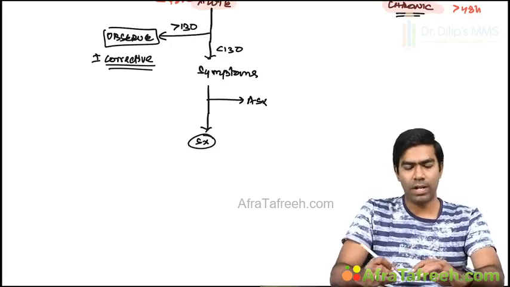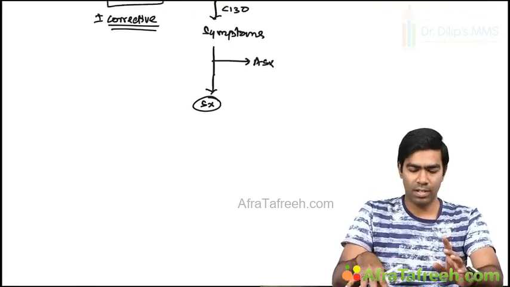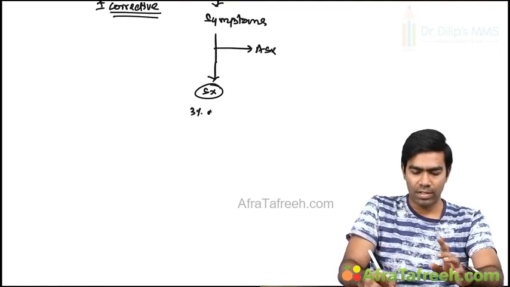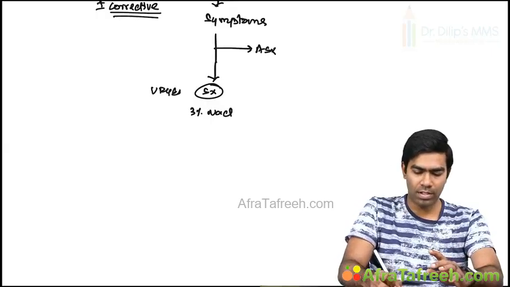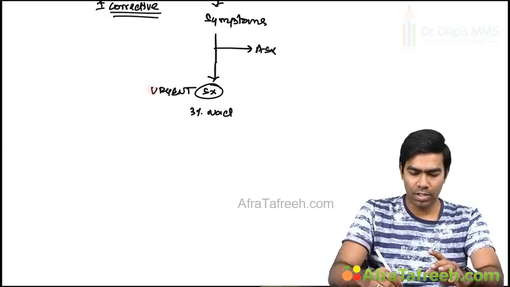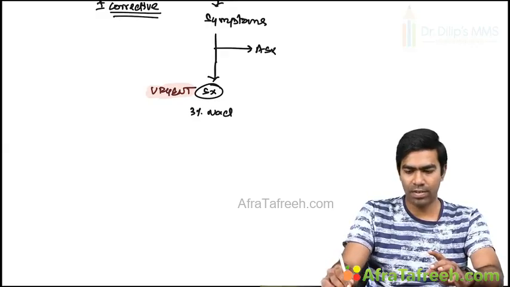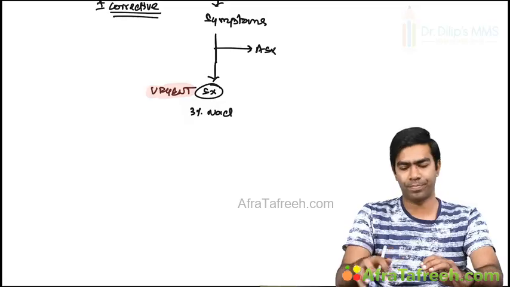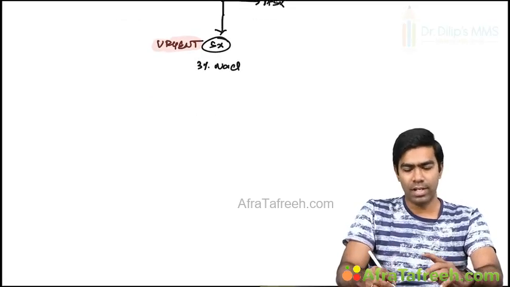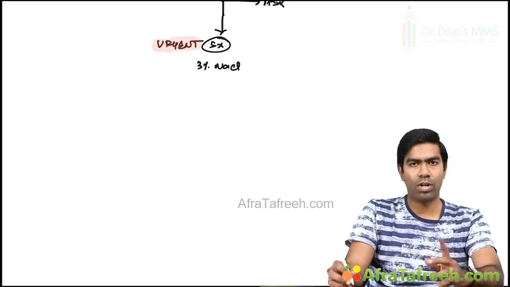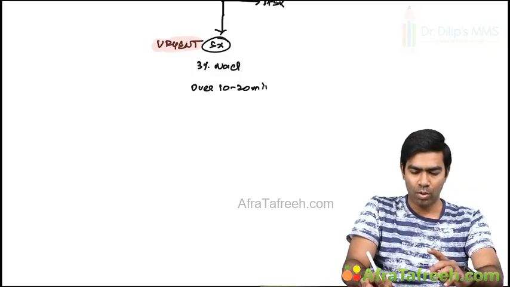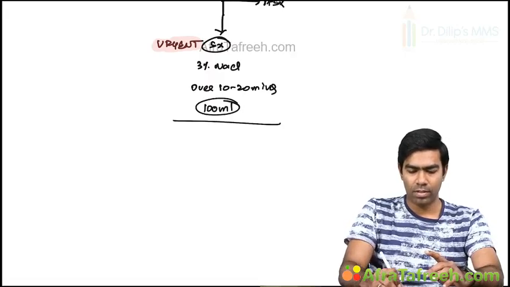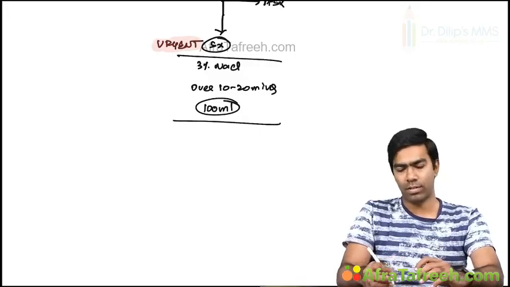If the patient is symptomatic, what I have to do is immediately give 3% NaCl, that is hypertonic saline, because here the treatment becomes urgent. Because with less than 130 and acute development of hyponatremia, treatment must definitely be urgent. And 3% NaCl you should give over 10 to 20 minutes. The dose you will be giving is 100 ml. And wait for the improvement.